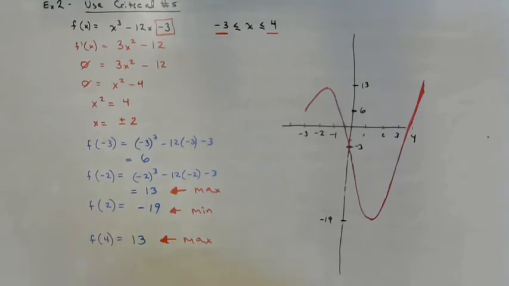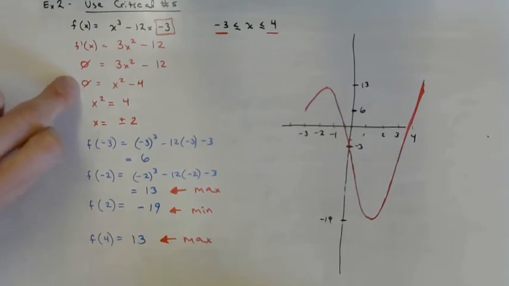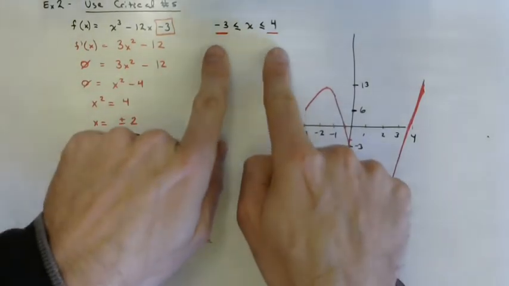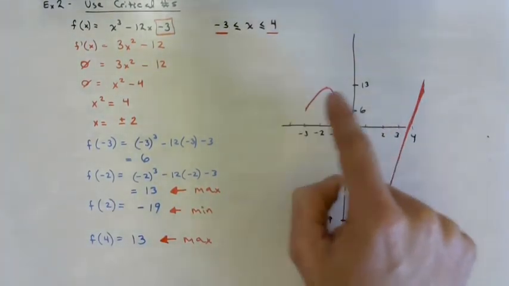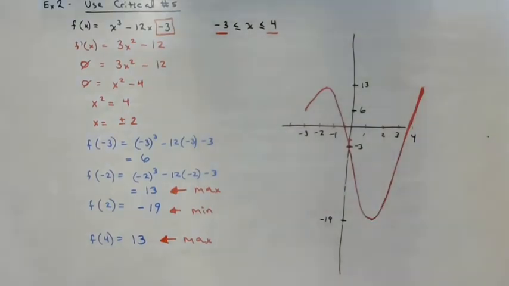Again, critical points happen where the derivative function equals 0. You can find the value by subbing those critical points back into the original function. And here, since the domain was restricted, we had to figure out what was happening at the ends as well, because it turned out that we shared a local max here at 13.